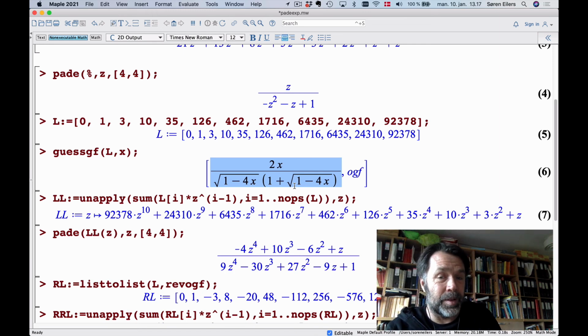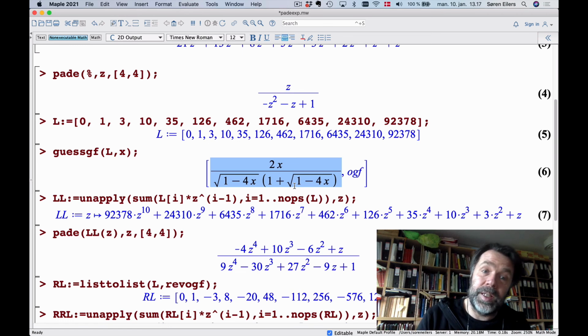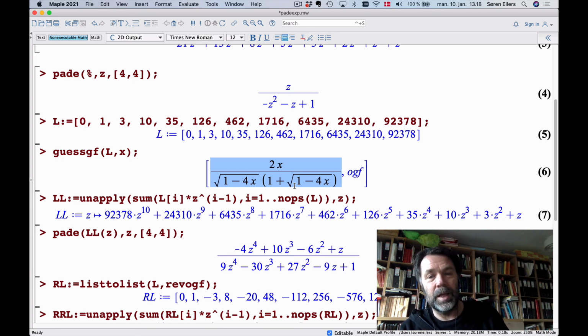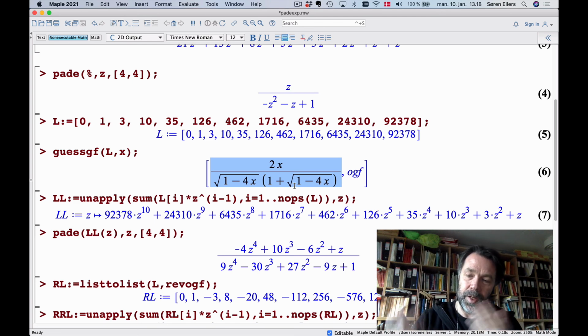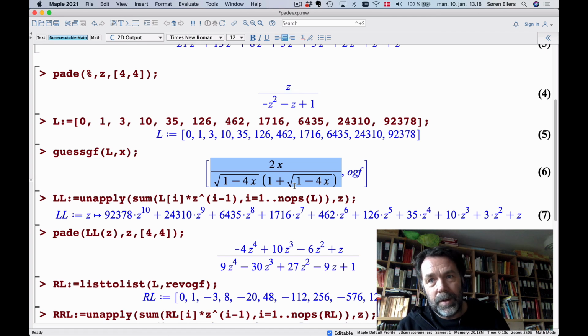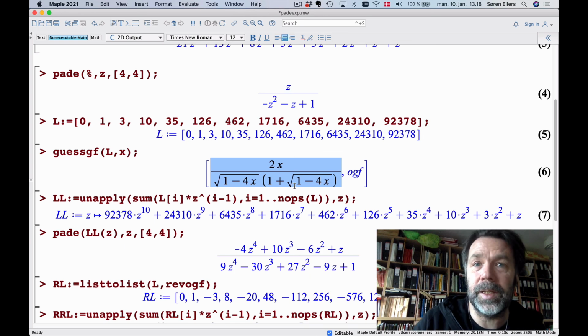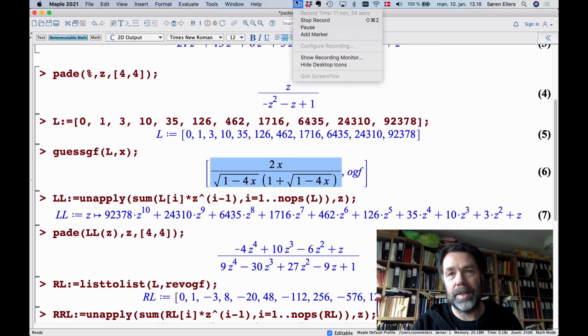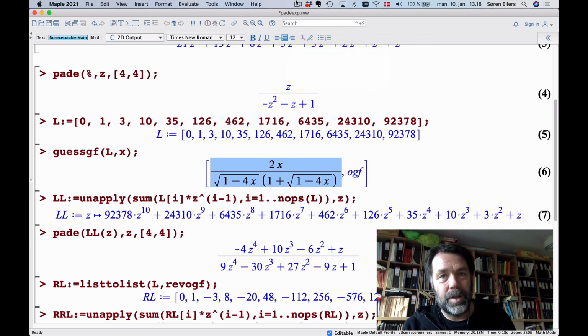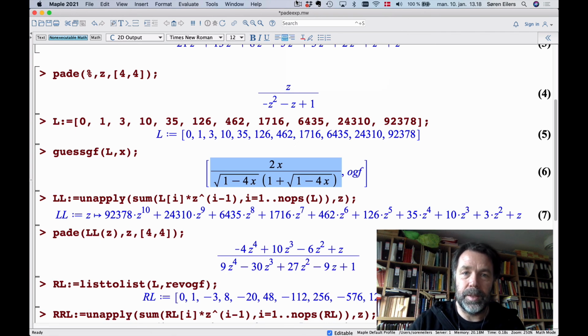So what happens here, and I'm not going to show you any more of this, but you can see how this goes, right? Maple will first see if it can recognize your sequence as a rational function using Padé approximation, and then it will do a whole barrage of various things, various transformations, and hope that it can find that as well. And that's how guessgf works. So that is it for now.